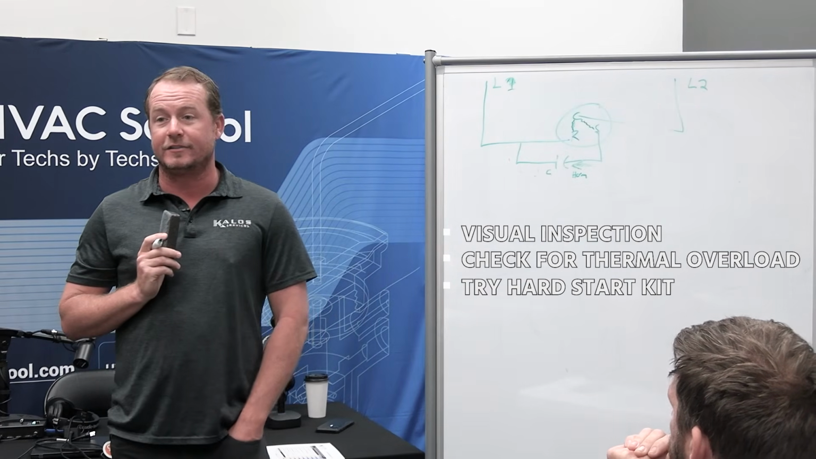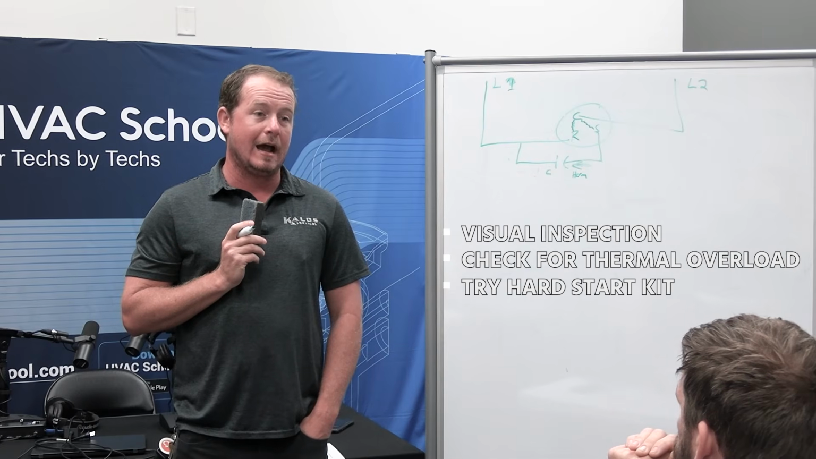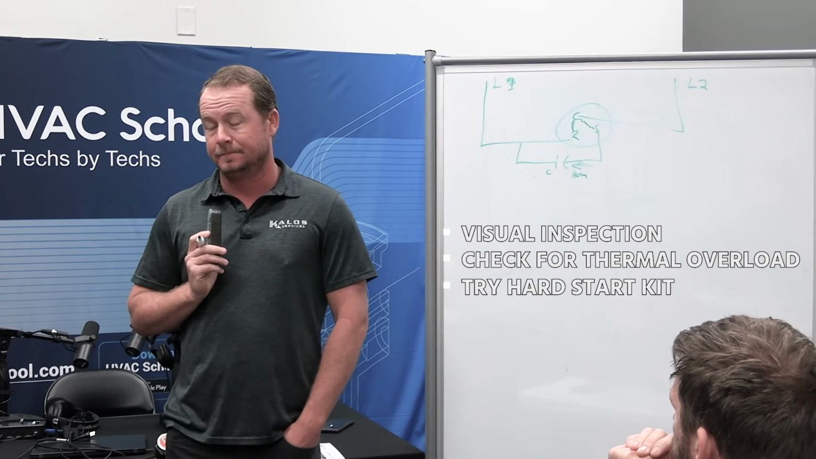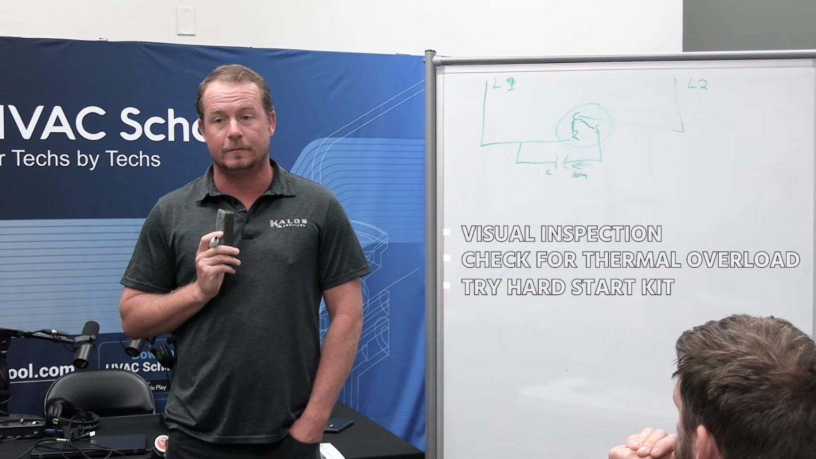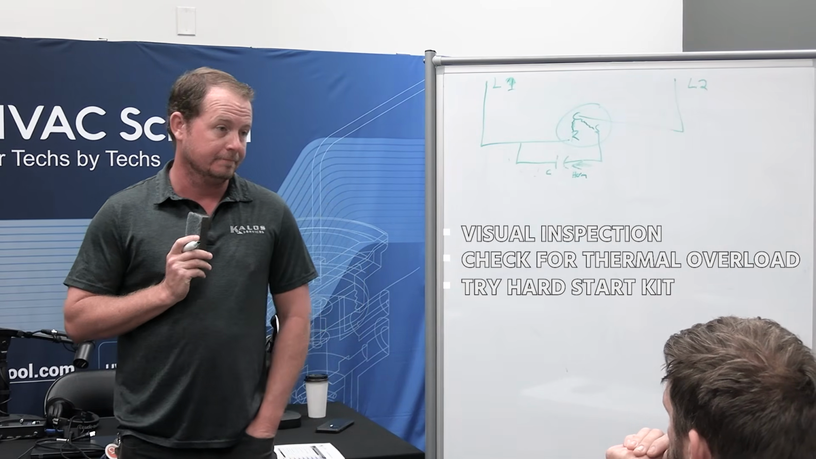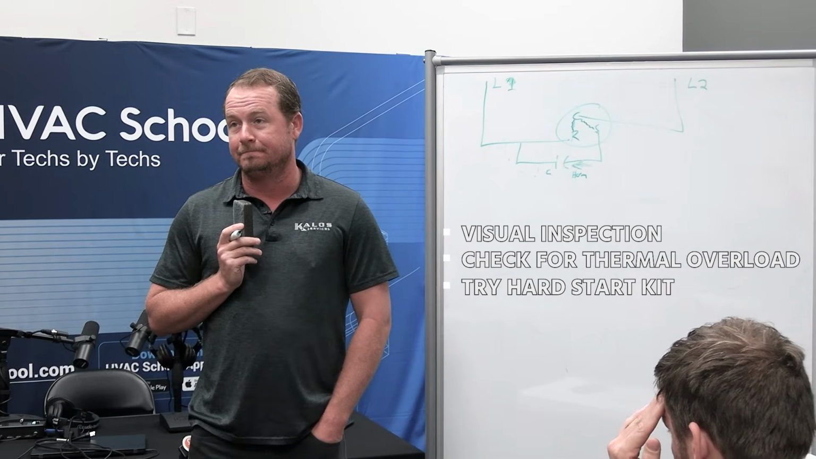But here's the trick. That start winding isn't designed for full current all the time. So now when you put this big old capacitor in there to give it almost unlimited current, what do you have to do with that bigger balloon that you just hooked up? Turn it off. You have to turn it off.